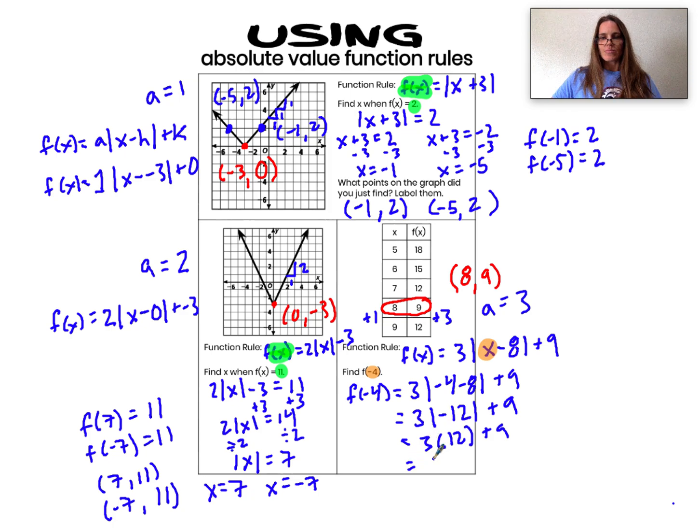Finally, 3 times 12 is 36. And 36 plus 9 is 45. I have found that with an input of negative 4, my output is 45. There's only one answer here because for a given input, there can only be one output. This is a function. If I were to work backwards in my table a lot of rows, I would get to this row. x equals negative 4, f of x or y equals 45.